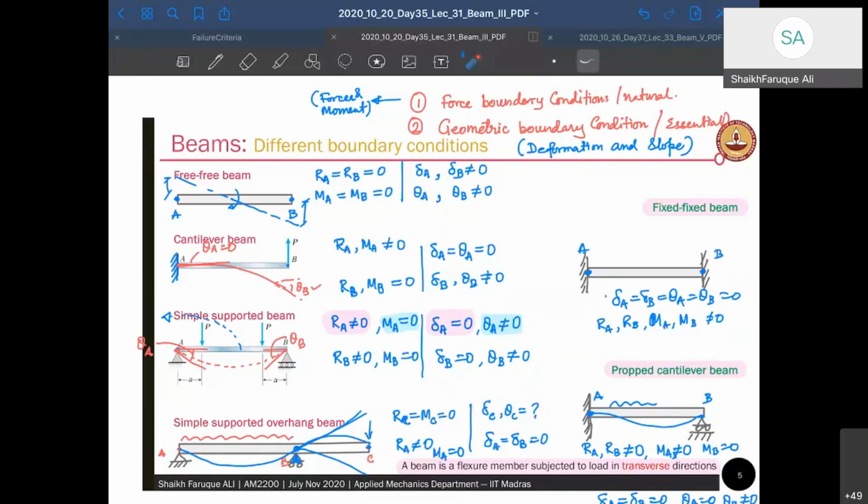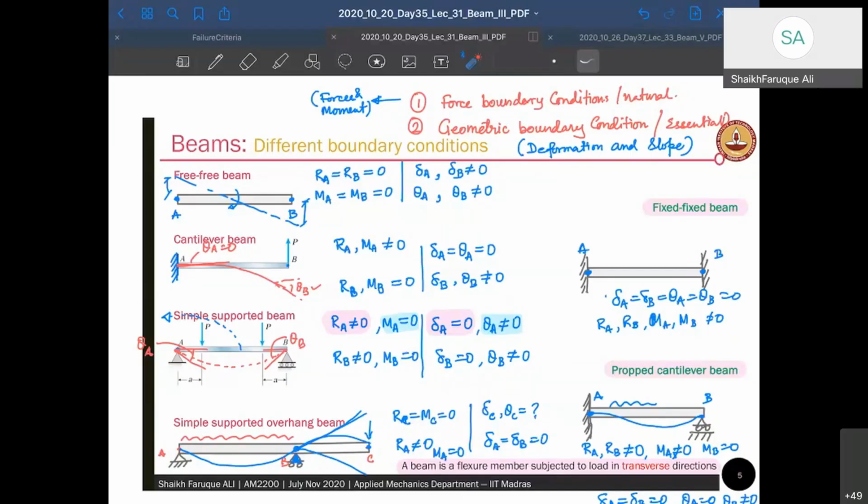At A, RA is not equal to 0 because the support force is not known to us, but MA is equal to 0. Therefore, delta A is equal to 0. Similarly, you will get an extra condition, delta B equal to 0, to solve this problem. Now look at the fixed condition.